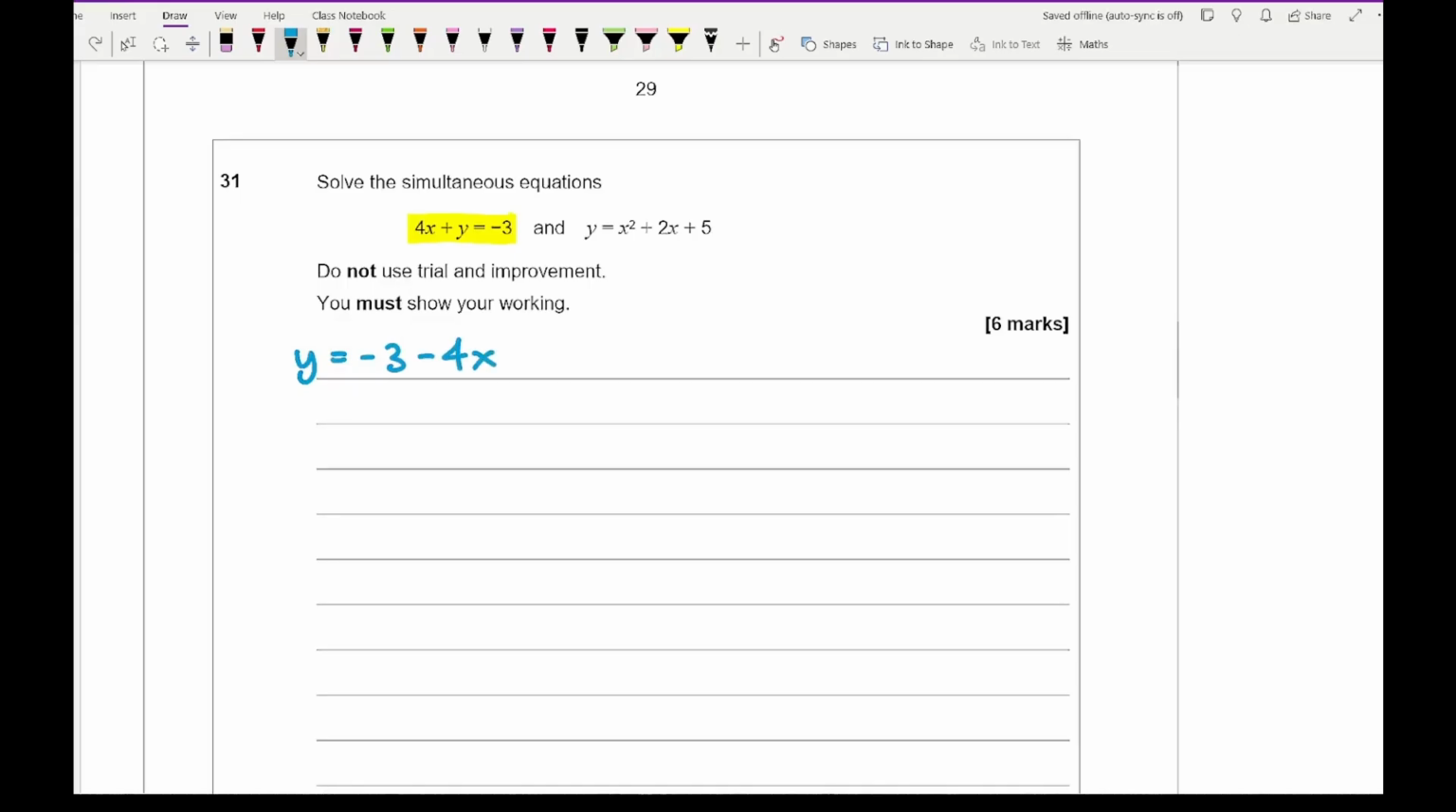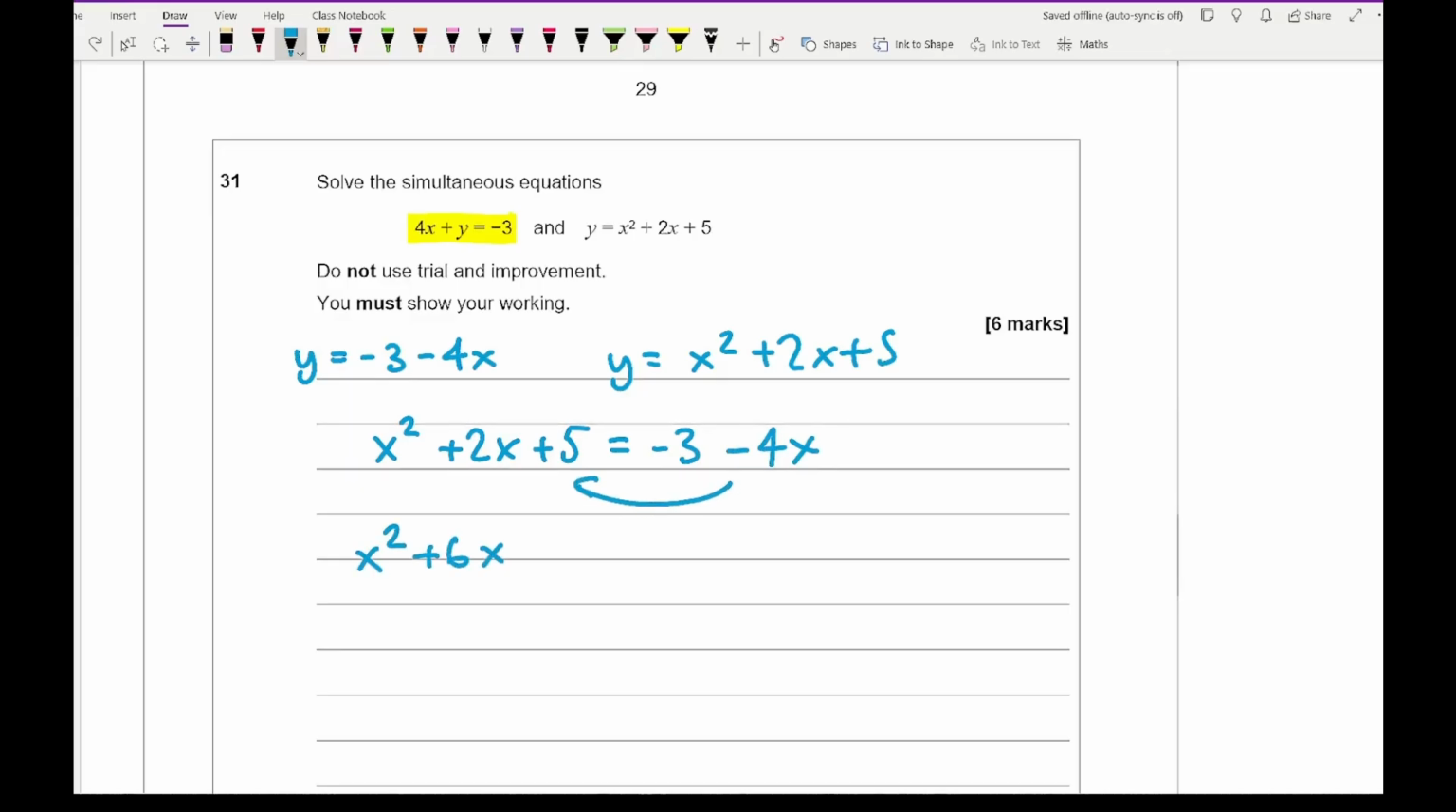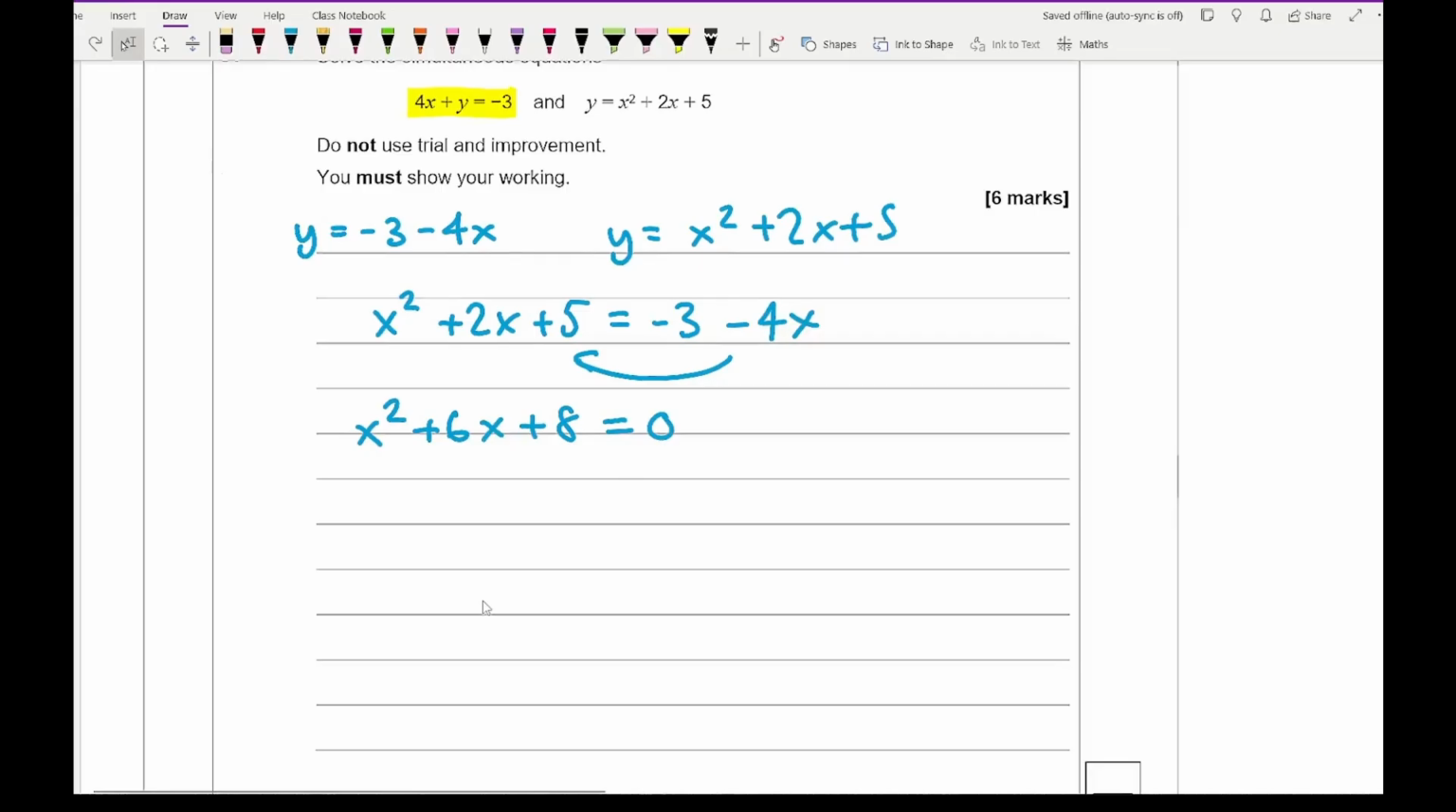Now from this, as I've made y the subject in both, and they both equal y, the equations can now equal each other. So what I end up with is x squared plus 2x plus 5 equals minus 3 minus 4x. Now if I take all of this over to this side, I end up with x squared plus 6x plus 8 equals 0. Now you can see it's quadratic, it's equal to 0. So let's now go on and solve this. Now this does factorize, and my two numbers are 4 and 2, plus equals 6. So x equals minus 4 or minus 2.